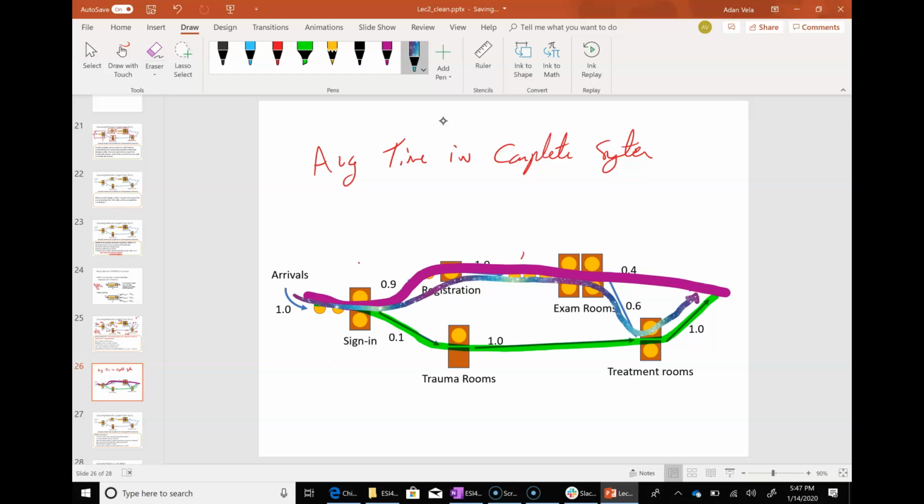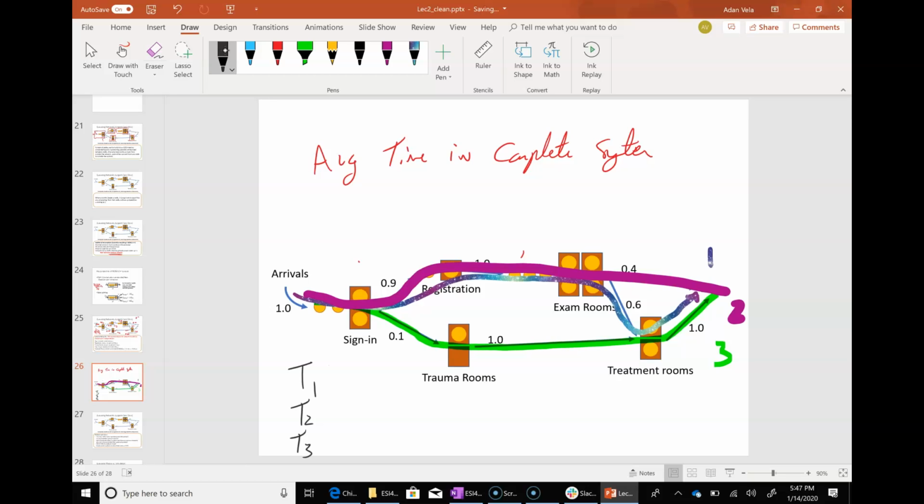So for the space path, we add the average time in sign-in, plus the average time in registration, plus the average time in exam room, plus the average time in the treatment room. And that will give us the time for, let's call that number 1, okay? This will be number 2, and the green will be number 3. So what you can do is calculate the time for number 1, the time for number 2, and the time for number 3.